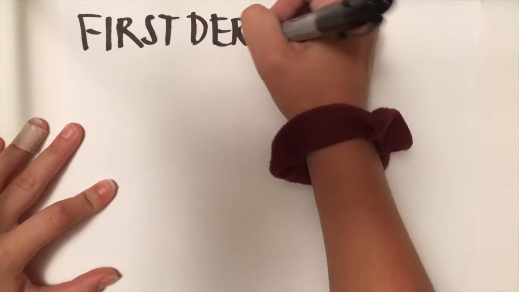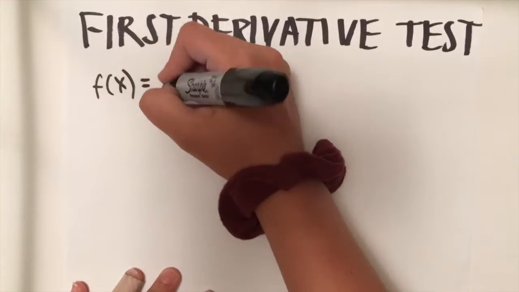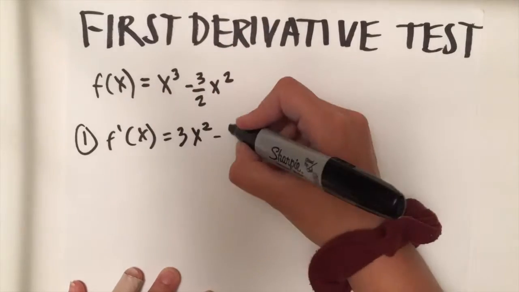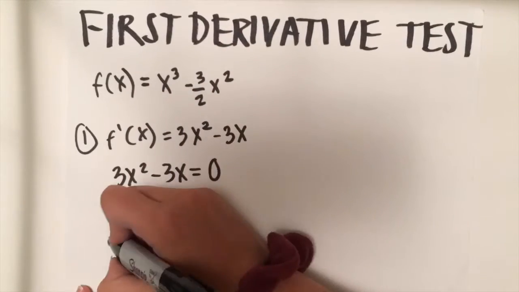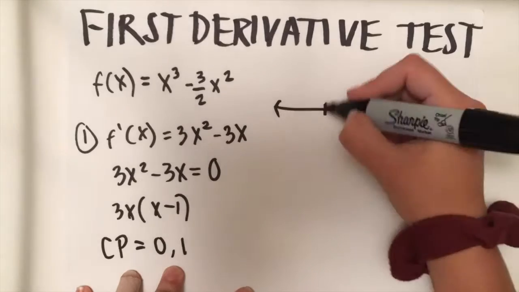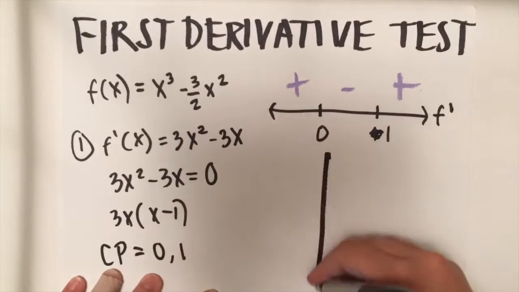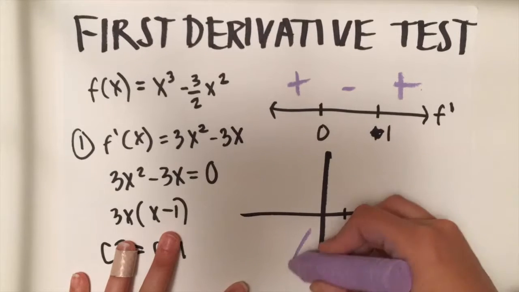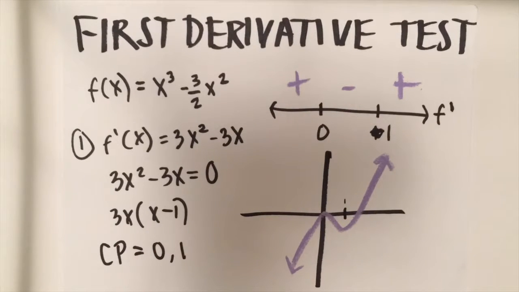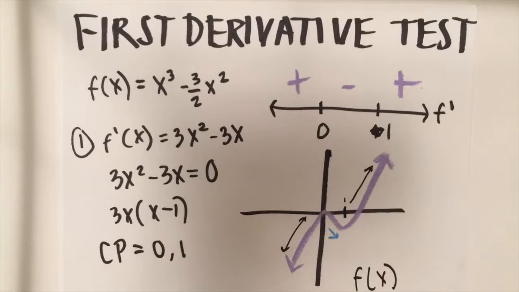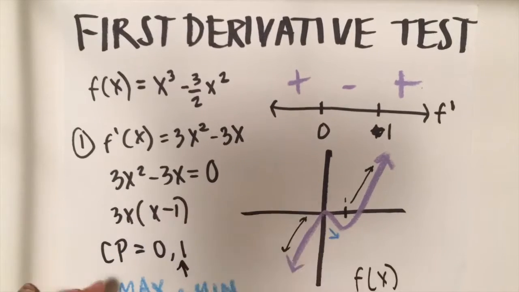To look at where functions are increasing or decreasing, we then perform the first derivative test. First, find the derivative. Then, set the derivative equal to 0 and solve for x. Then create a number line of f prime with your solutions. Plug values between the solutions into the derivative. The graph of f is increasing on positive intervals and decreasing on negative intervals.